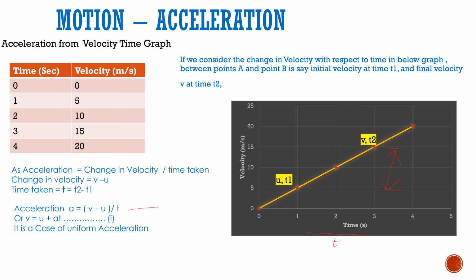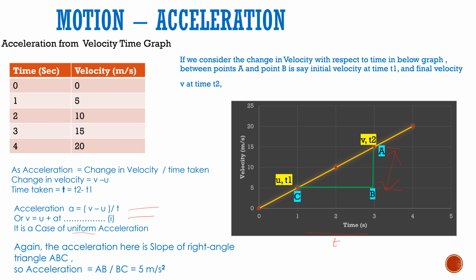Or we derive this equation, basically v equal to u plus at, if we put the t on the other side and then transform. So this is a case of uniform acceleration, to be careful, and at any point of time we get the acceleration equal to 5 meter per second squared, because it is uniform acceleration.